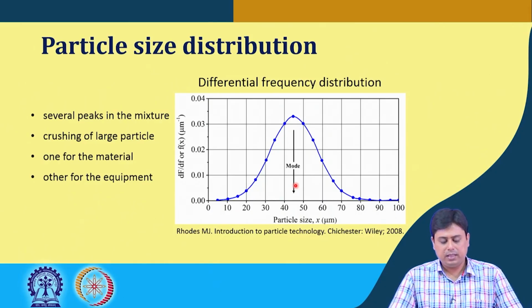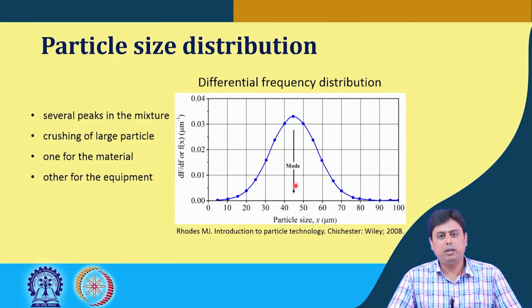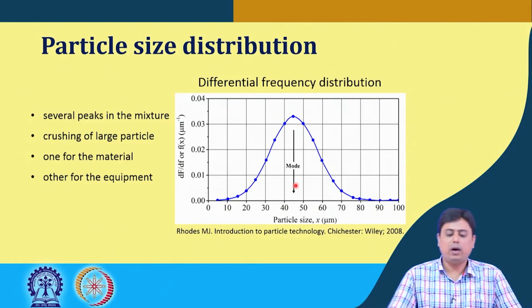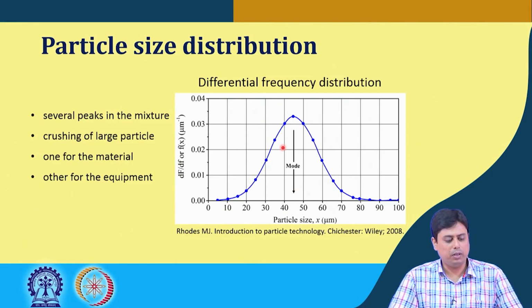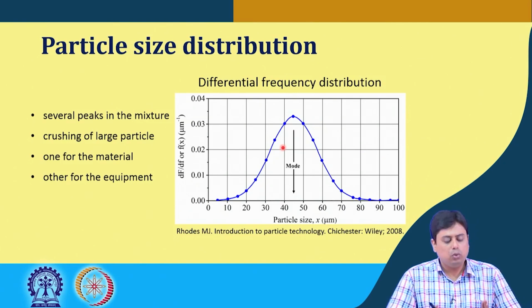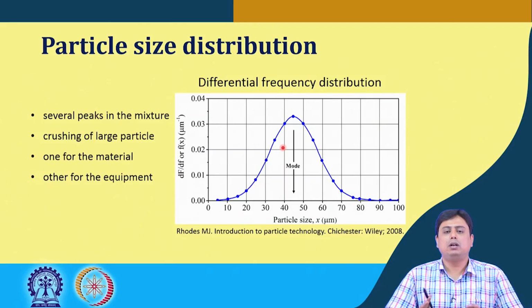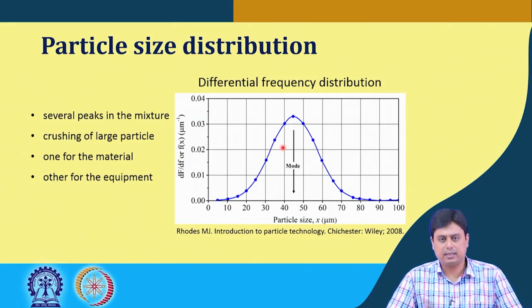Now, this is a representative graph, where only one single peak is shown. There can be several peaks in a mixture or a collection of particles. Those peaks represent the maximum number of particles in that size range occurring in that sample.